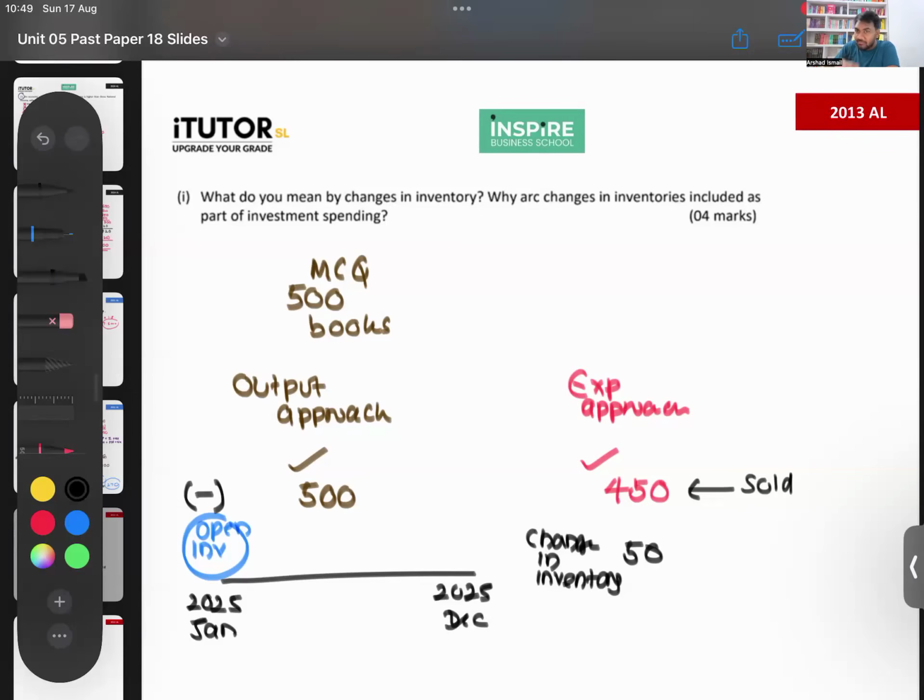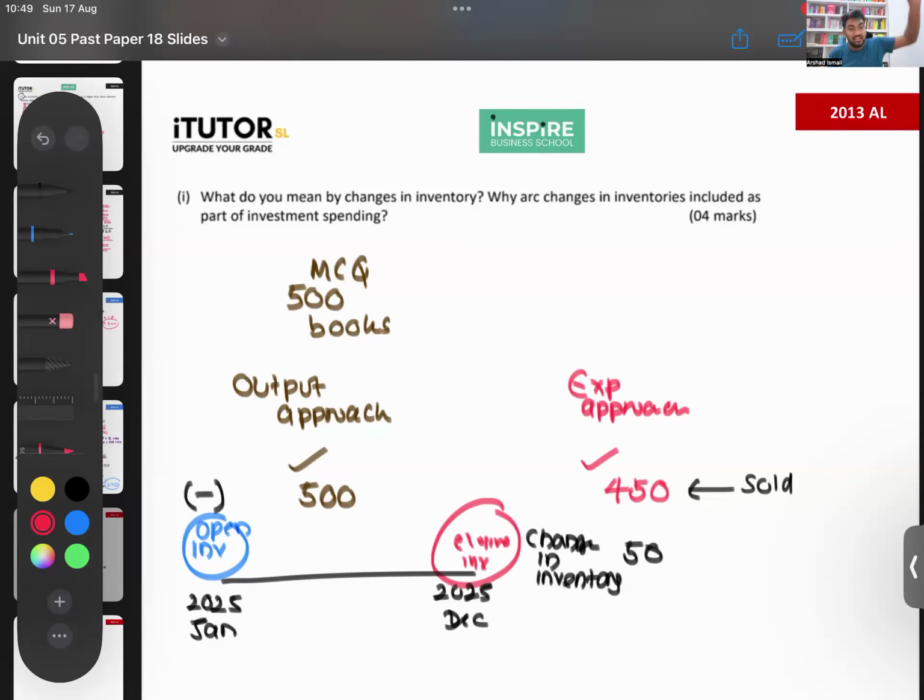So you cannot include those in this year's GDP. You have to remove those. And then at the end of this year, we have a closing inventory. At the end of 2025, now, during this year, I am producing my MCQ book. So many people are producing so many things. By the 31st of December, not all of that will be sold.